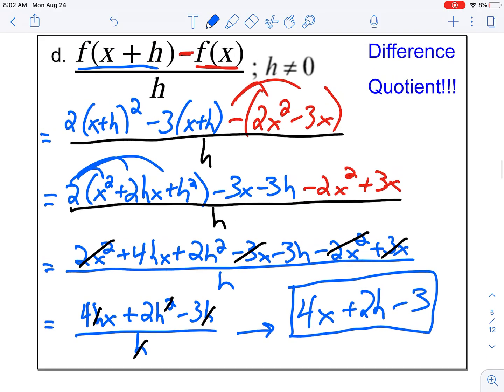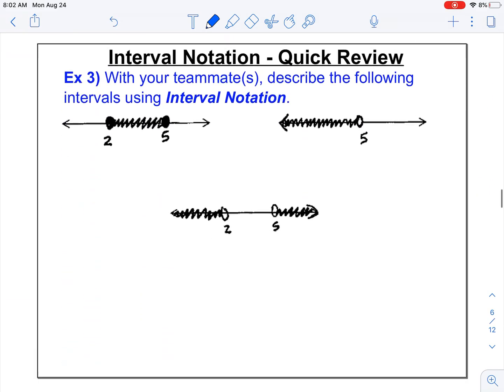Okay, we're not going to do another one like that. You guys can practice that one on your own. It's going to be the same procedure each time.